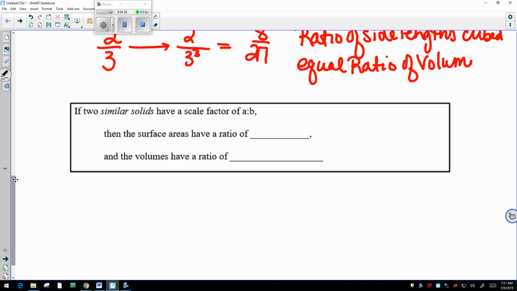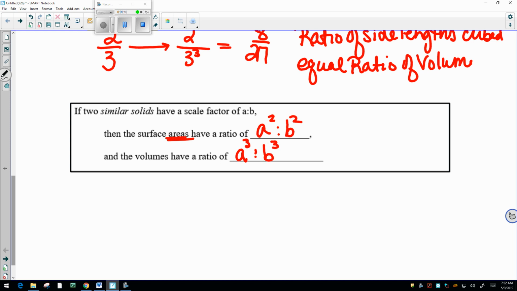So if we have two similar solids that have a scale factor of A to B, so in our case it was 2/3, the surface areas, this is what we did before, we said the surface areas would have a ratio of, I'm sorry, not 2 squared, that's our previous example. In general, it would be A squared compared to B squared. And again, that's your surface areas that we're talking about. Today we're looking at volumes and saying, well, then the volumes would be A cubed to B cubed.